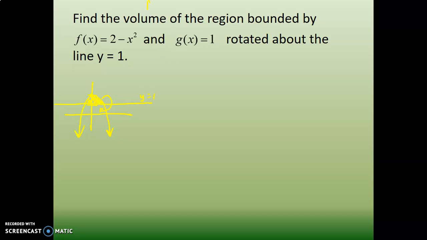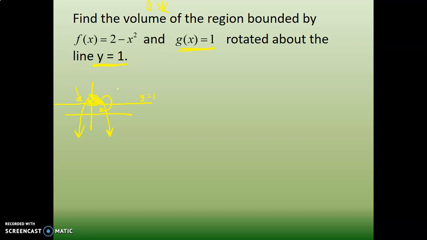And the reason this is a disk problem is because we're rotating it around a line that is also the boundary for our region. Which means that the region is going to be touching that line everywhere. So this region has to be touching the axis of rotation in order for it to be a disk problem, which this one is. This is a disk problem.